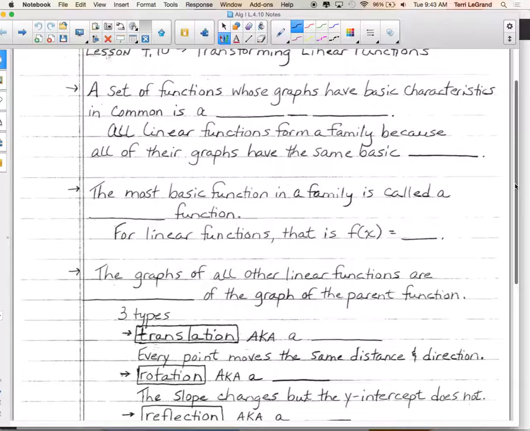So a set of functions whose graphs have very basic characteristics in common. So you have this set of functions. They have these basic characteristics in common. They are a family of functions. They make a family. So all the linear functions, because they have the same basic characteristics, give me some characteristics of linear functions.